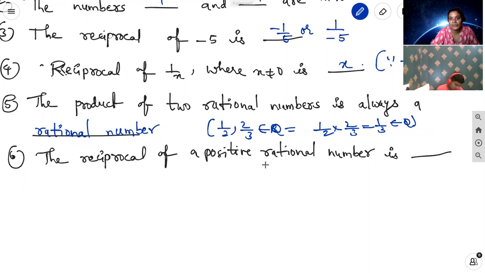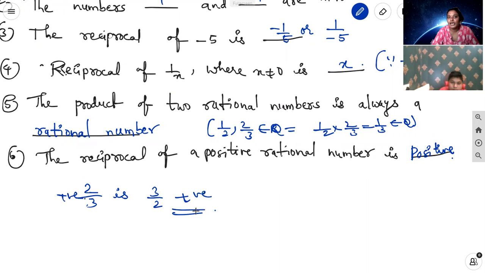The reciprocal of a positive rational number is positive. Suppose 2 by 3, its reciprocal is 3 by 2. 2 by 3 is positive, then 3 by 2 is also positive. So the reciprocal of a positive rational number is positive.